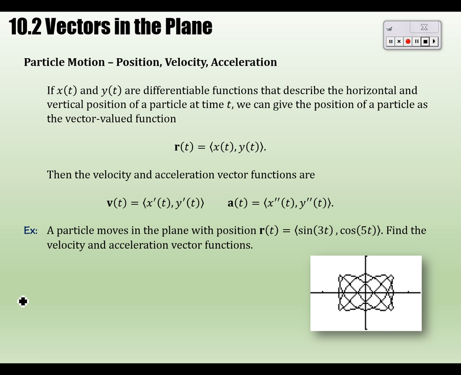So what are we doing? Velocity. What's that going to be? 3 cosine 3t, comma, negative 5 sine. And then take a second derivative too.